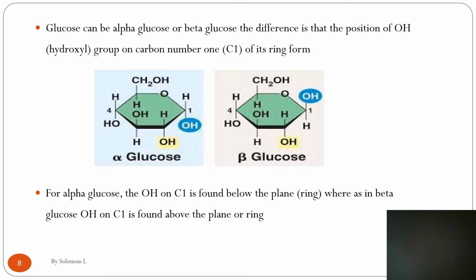Here also, glucose can be alpha glucose or it can be beta glucose. The main difference between alpha glucose and beta glucose is the position of the OH group, or hydroxyl group, on carbon number 1 of its ring form. Here, the OH group attached on carbon number 1 for alpha glucose is found below the plane or below the ring. The OH group attached to carbon number 1 of beta glucose is found above the plane or above the ring. This is the main difference between alpha glucose and beta glucose molecules.